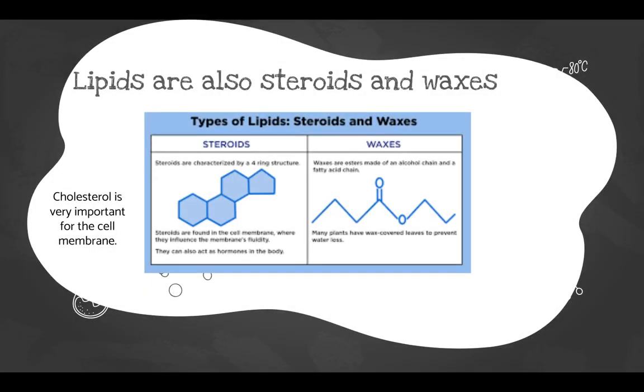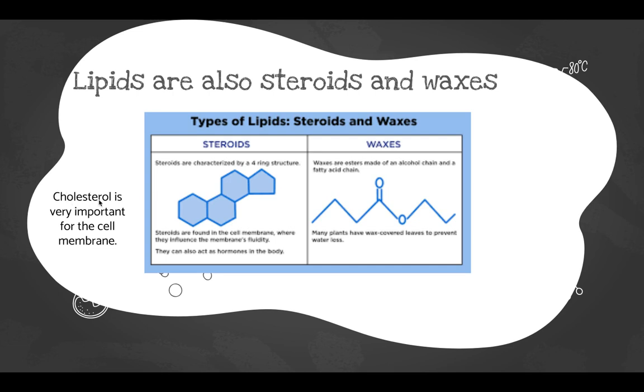Lipids, fats, are also steroids and waxes. And we briefly touched on the wax part earlier, okay? So steroids are four ring structures, and you're like, but this looks like a carbohydrate. Okay, steroids are just a little bit different. They typically have four rings put together, and the most important one we're going to talk about is cholesterol.